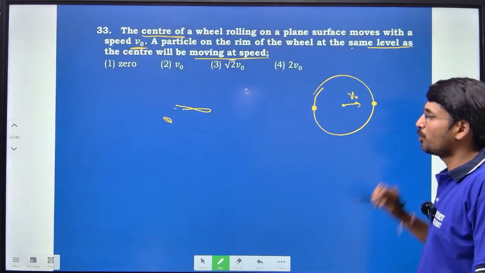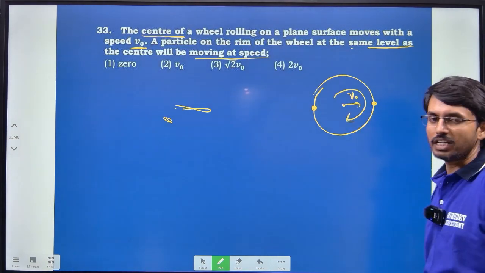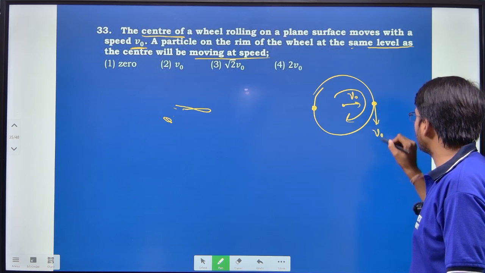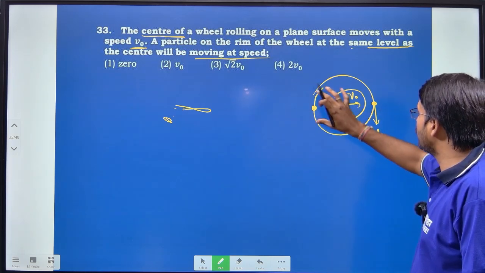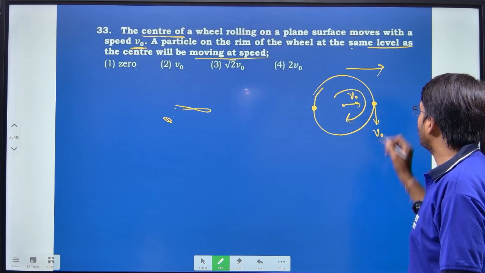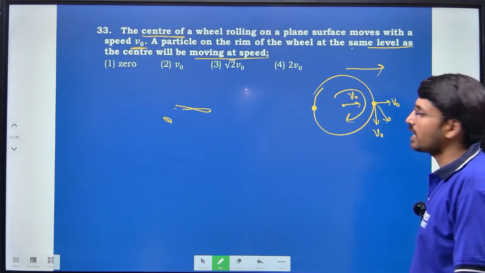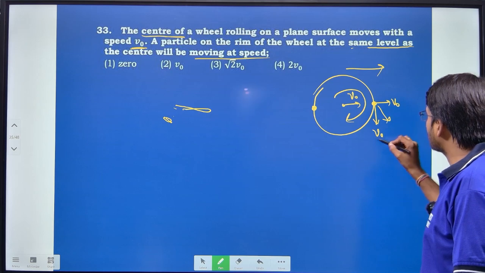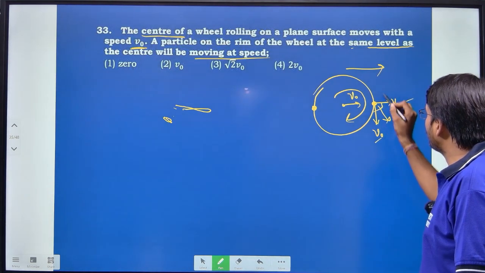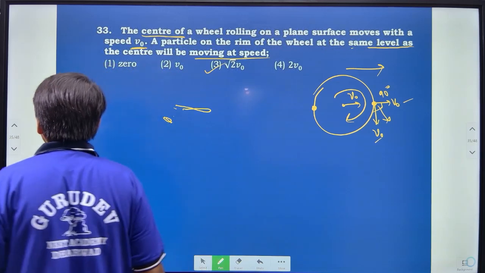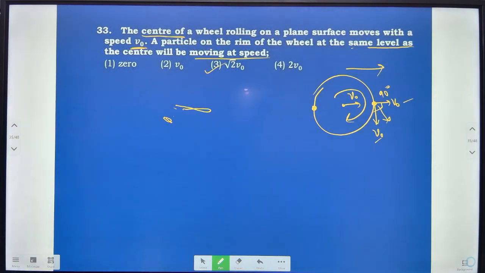At this particular point, because it is also under rotation, the velocity of this particle is given by this. But the whole system is also moving with the velocity v naught. So its actual velocity will be in this direction, because it is v naught and v naught, and the angle between them is 90 degrees. So we can directly write the answer as root 2 times v naught. Is this one clear?